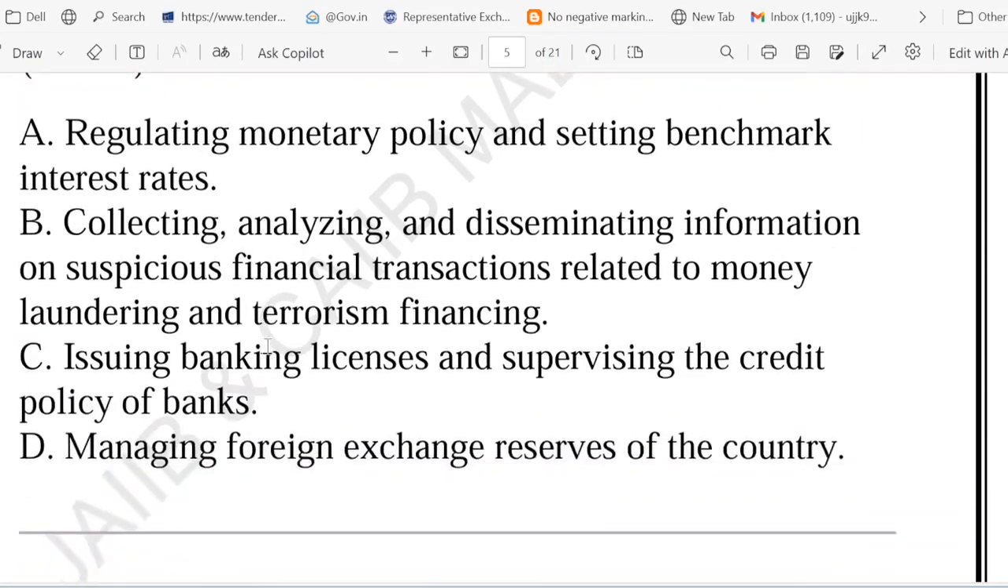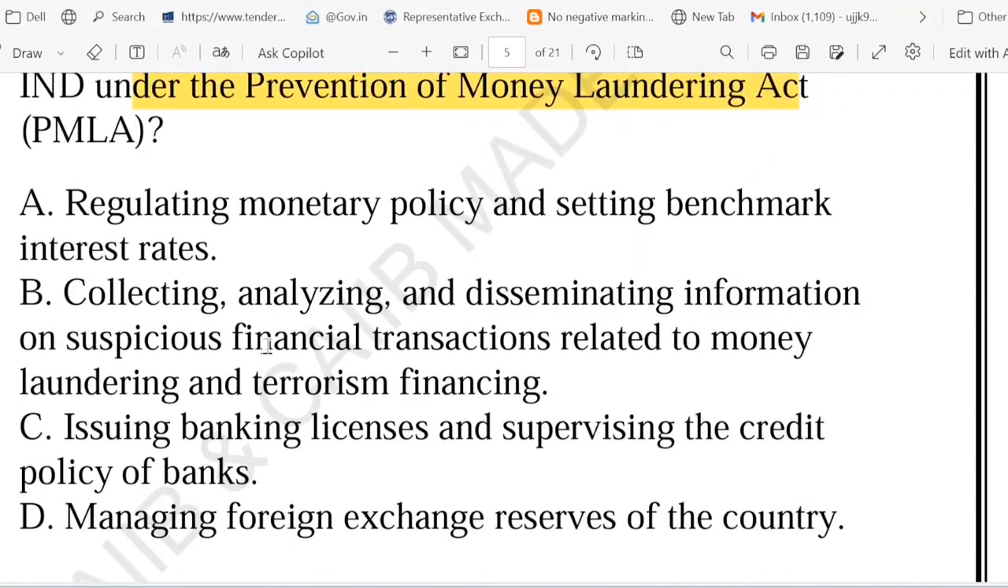Options: A, regulating monetary policy and setting benchmark interest rate. Option B, collecting, analyzing, disseminating information on suspicious financial transactions. Option C, issuing banking license and supervising the credit policy of the bank. Option D, managing foreign exchange reserve of the country. Let's go through option by option. First of all, option A.